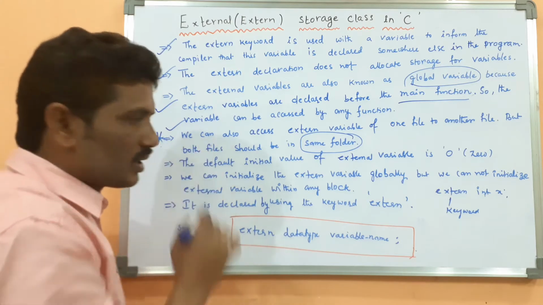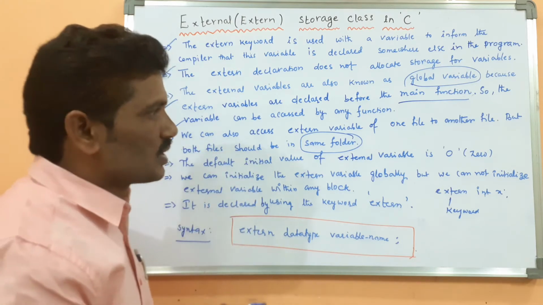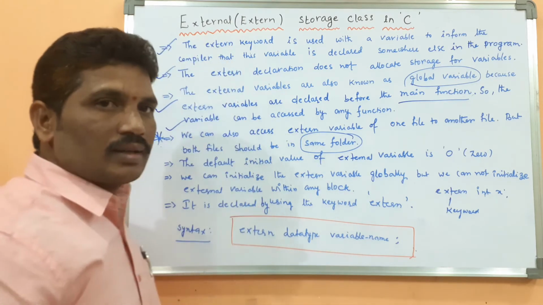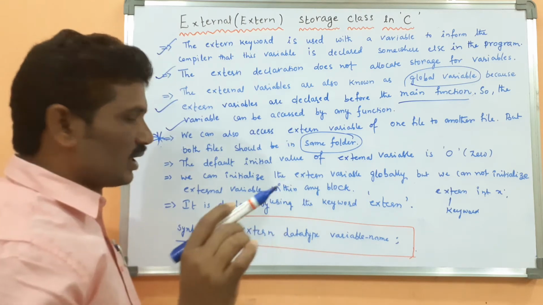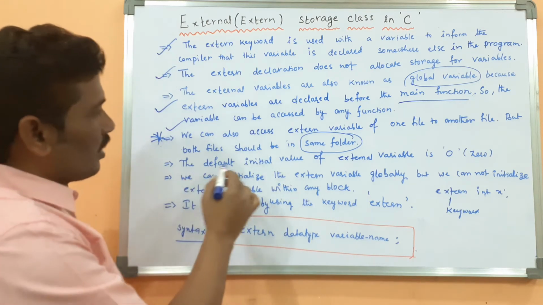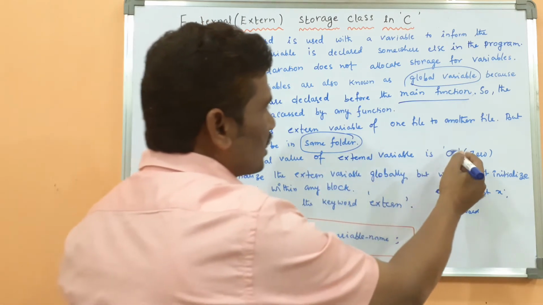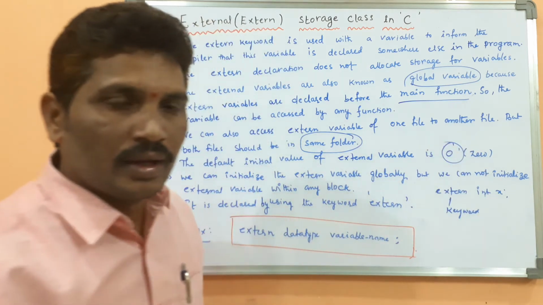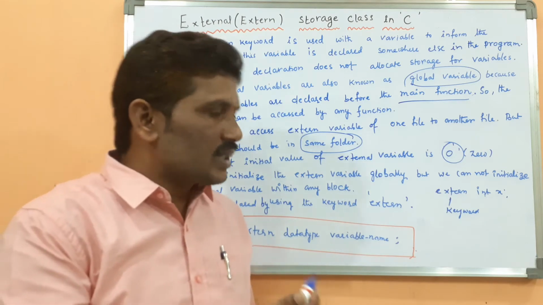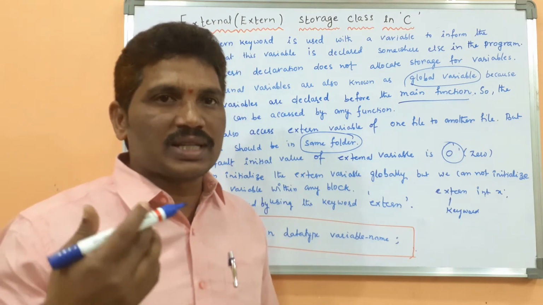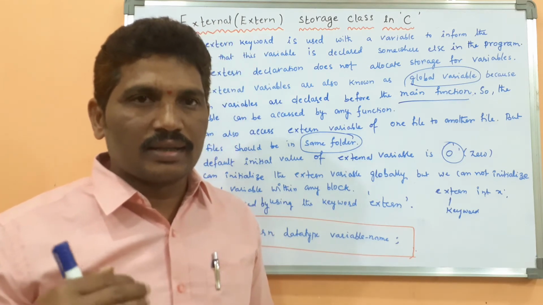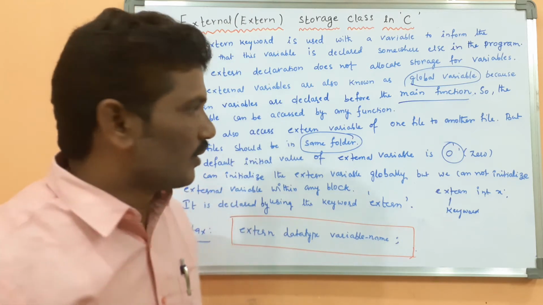It is very important. For that purpose only we use the external storage class. I will tell you with the help of an example. The default initial value of an extern variable is 0. In case of an integer it is 0, in case of a string it is null. Okay, 0 otherwise null.